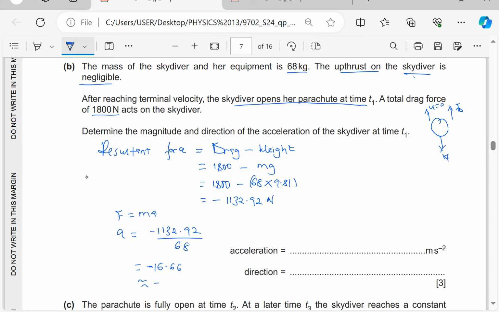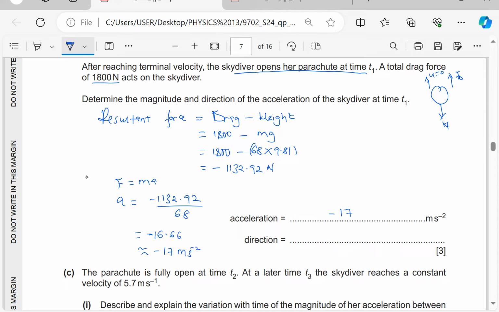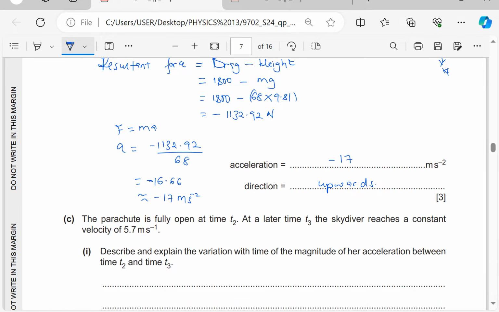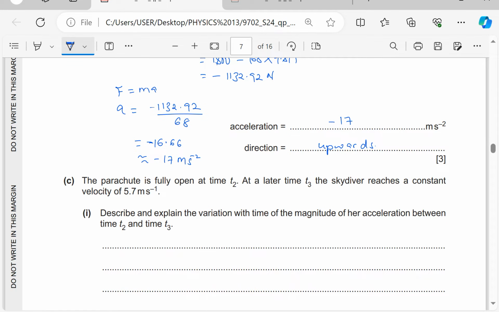Or I can say approximately negative 17 meters per second squared. So the acceleration is going to be negative 17 meters per second squared. What does the negative imply? The acceleration is in the opposite direction to motion. So since the motion is downwards, then the acceleration must be upwards, which essentially means a deceleration.